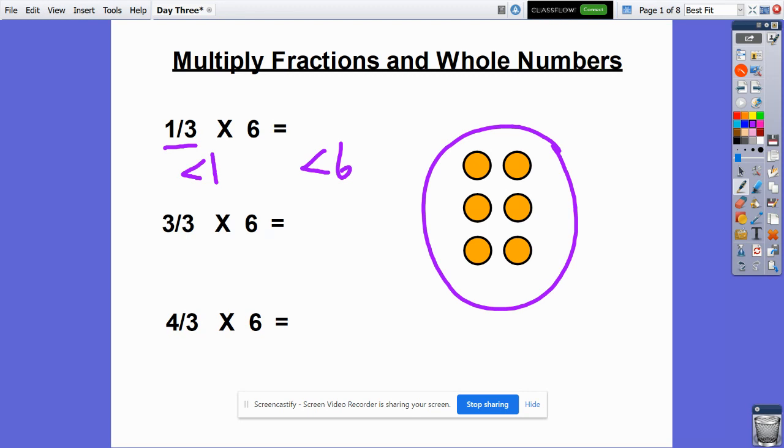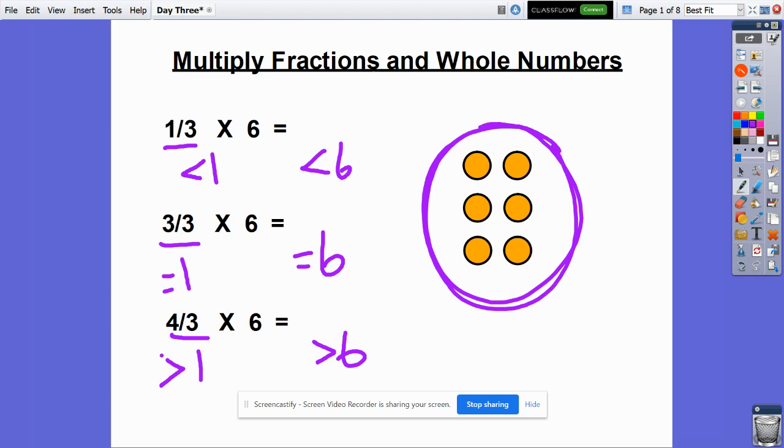We also looked at fractions equal to 1, like 3/3 is equal to 1 whole. And in this case, 3/3 times 6 is going to be equal to 6 because I have one whole group of 6. The last type of fraction we looked at was improper fractions, or fractions greater than 1 whole. And in this case, 4/3 is greater than 1, or bigger than 1 whole. So my answer is going to be greater than 6 because I'm going to have a whole group of 6 and some more.